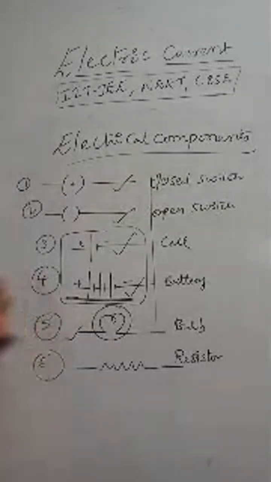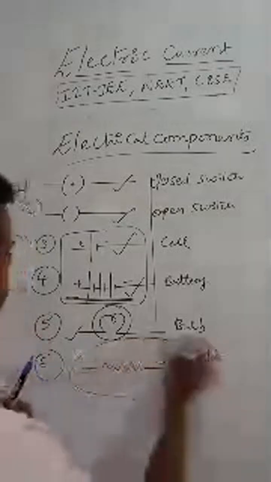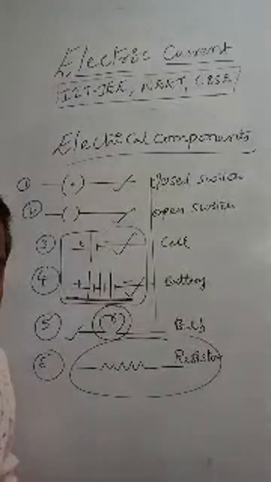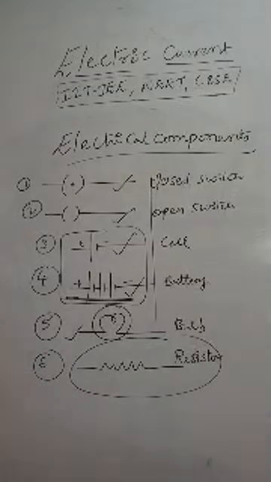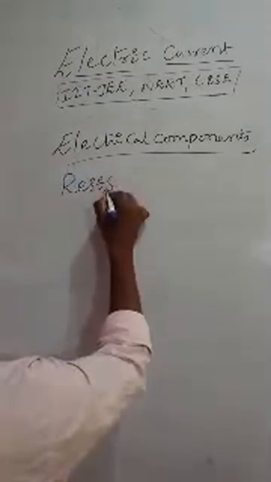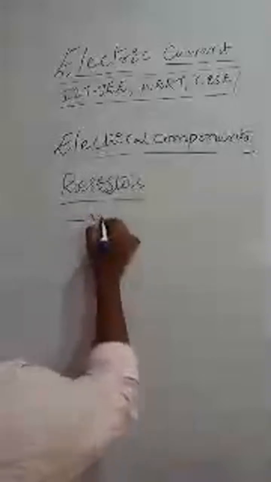Now we'll discuss the resistor briefly. What is a resistor? A resistor is a device which opposes the electric current in the circuit. It is a device we use to oppose the electric current in the circuit. That is called a resistor. Clear?